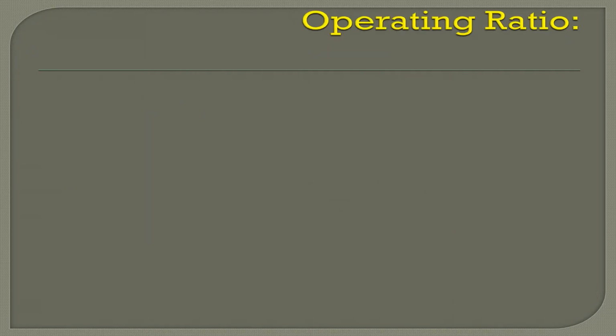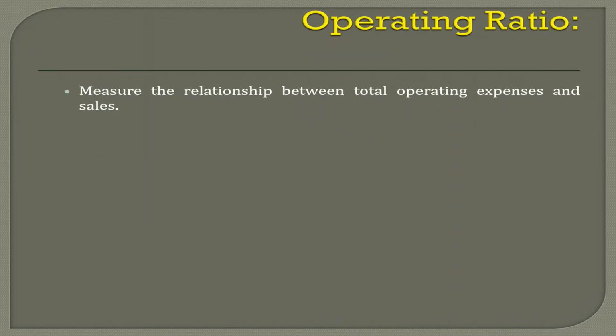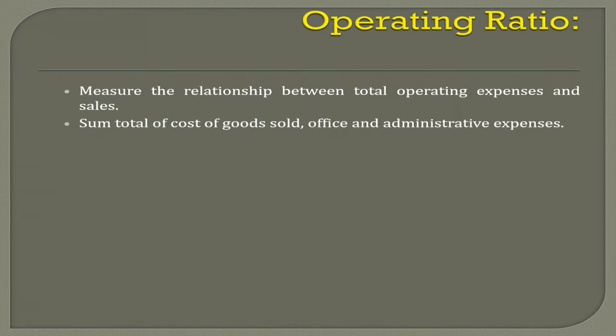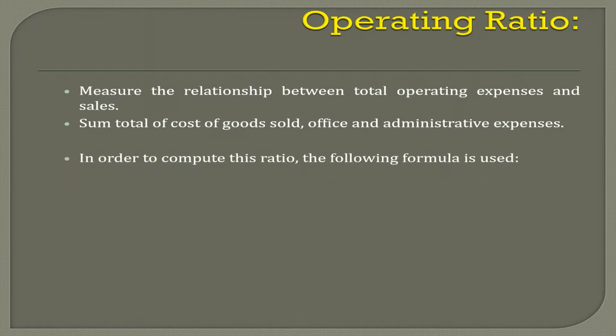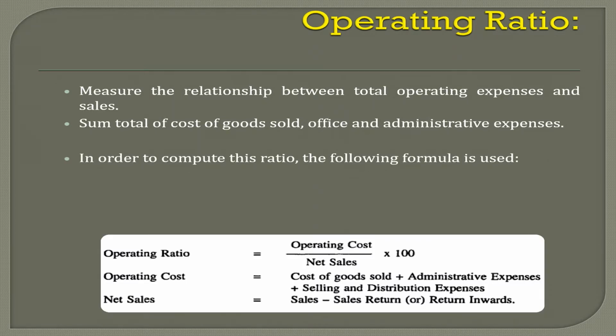Operating ratio is calculated to measure the relationship between total operating expenses and sales. The total operating expenses is the sum total of cost of goods sold, office and administrative expenses, and selling and distribution expenses. In other words, this ratio indicates a firm's ability to cover total operating expenses. In order to compute this ratio, the following formula is used. Operating ratio is equal to operating cost upon net sales into 100.